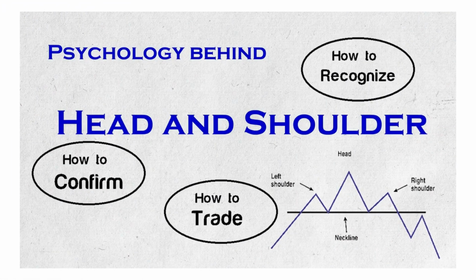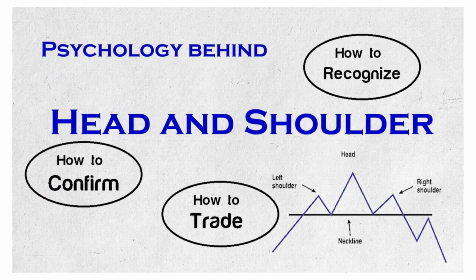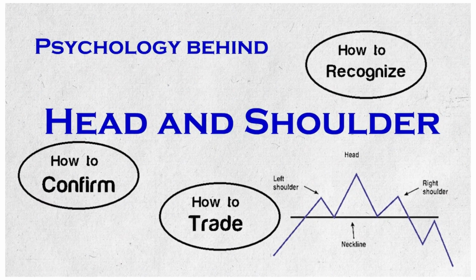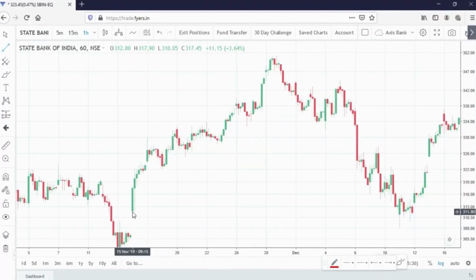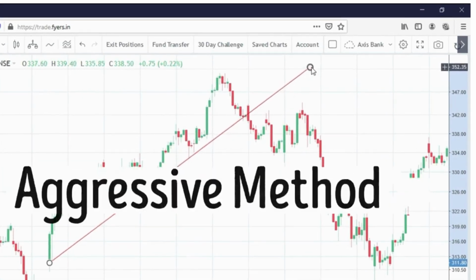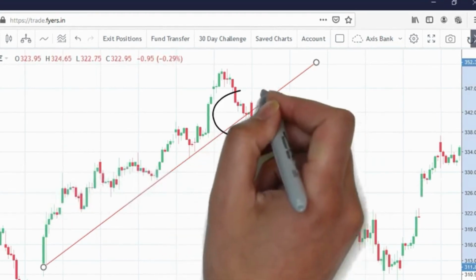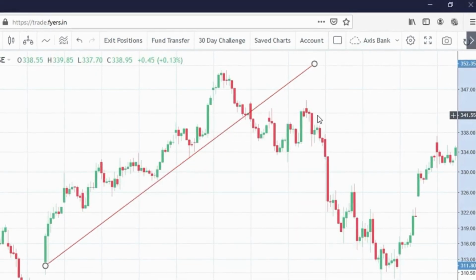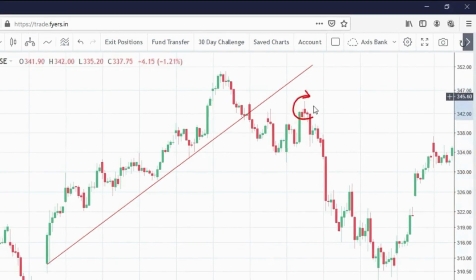Now, how do we trade this? Since the head and shoulders is a reversal pattern, we need to know how to trade it effectively. There are three main styles. Aggressive method. When an aggressive trader sees a break in the trend line and a drop below it, they wait for a small upward move and then enter based on a candlestick pattern or a support-resistance flip.